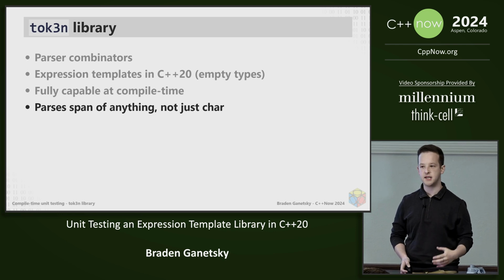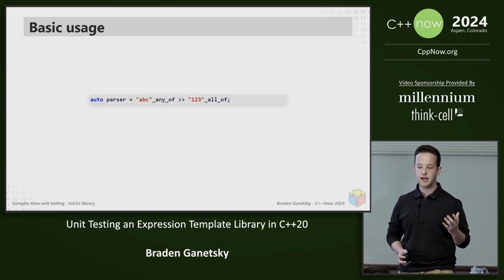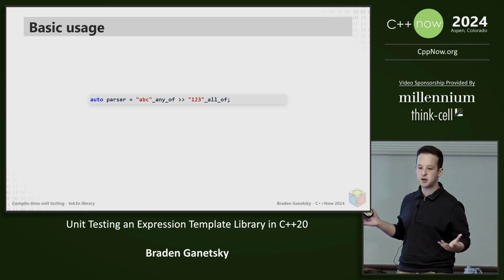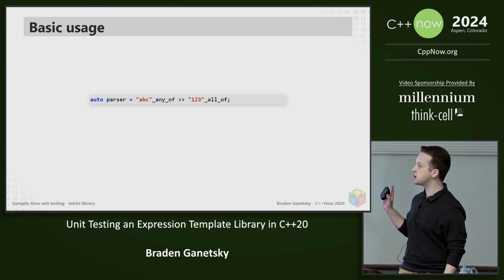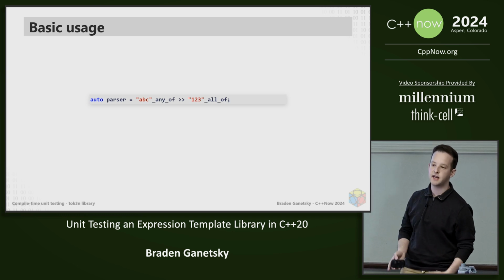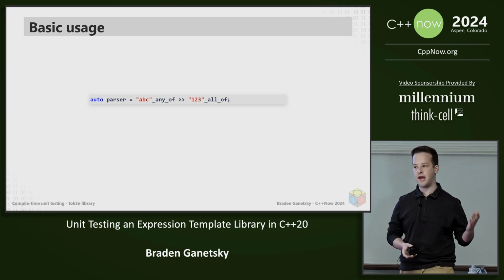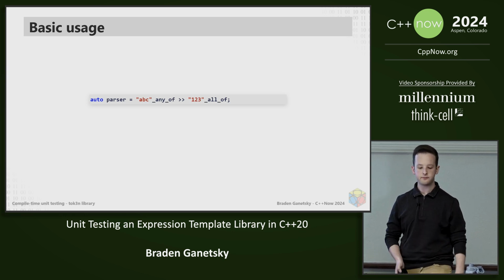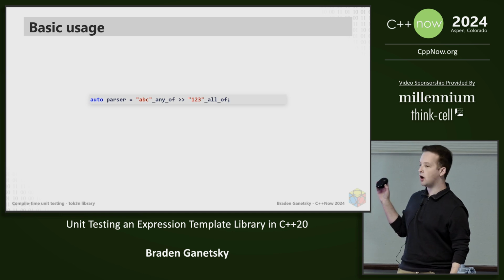But I'll start off with the basic usage. It looks a lot like any parser combinator library you might have seen before. So mine just has its own little quirks, as they all do. So I'll start off by showing the user-defined literals. There's the any of and all of literals, which each take in a string, and they return different types of parsers. So in this case, we have abc underscore any of, and that'll give an any of parser of A or B or C. It'll match one of those characters, and it'll return a span that has a length of 1.